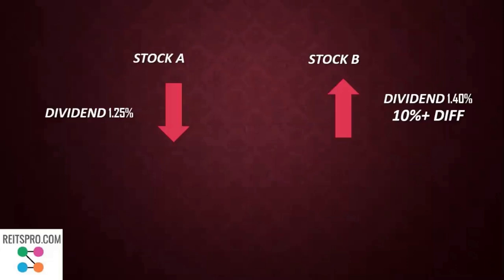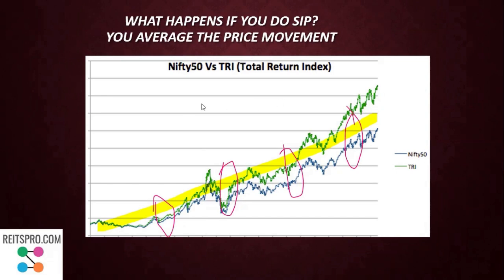So let's just take a case of first stocks, equity stocks. Let's say there's a stock A which gives an annual dividend of 1.25%, and there is a stock B which gives an annual dividend of 1.4%, which is a good 10% differential in dividends. Would you evaluate A or B based on dividends? Probably not, because there will be other factors you'll consider. So you will not consider the dividends as much, but you would consider the prices of the product and you would average with an SIP like this.